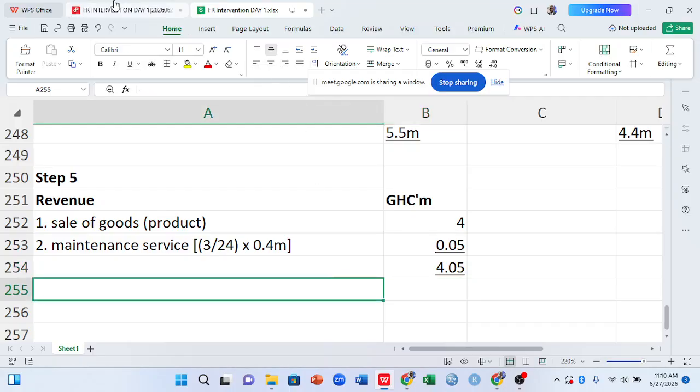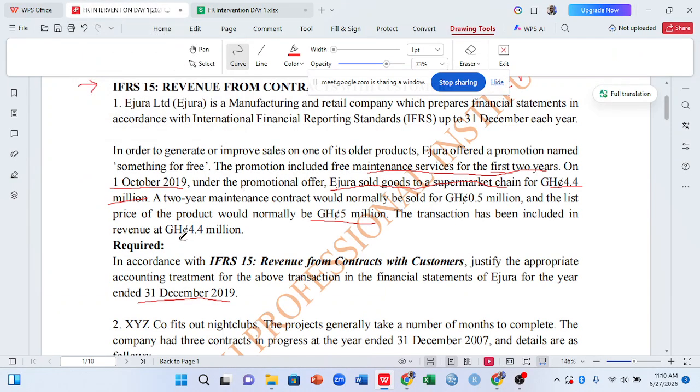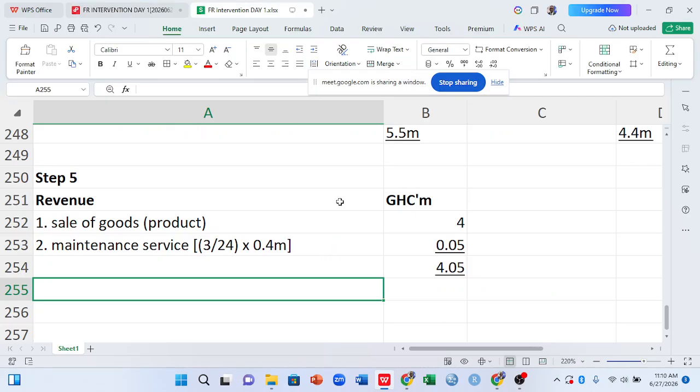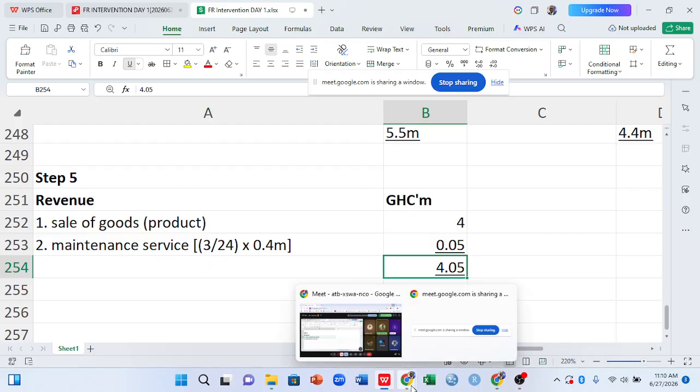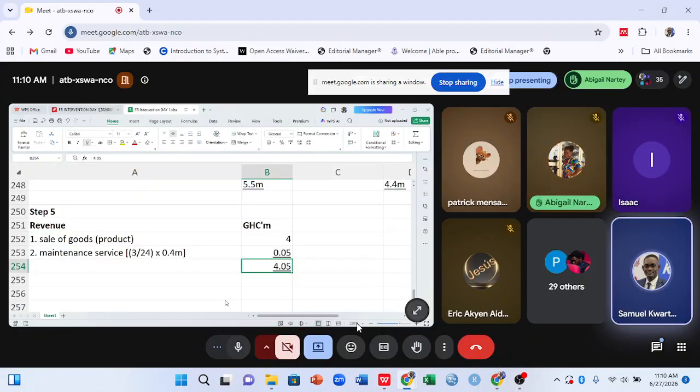But in the question, they indicated that they recorded 4.4 million as revenue. So you indicate that the 4.4 million that they recorded was wrong, but the right amount of revenue should be 4.05 million. Okay, I'll pick questions starting from Abigail.